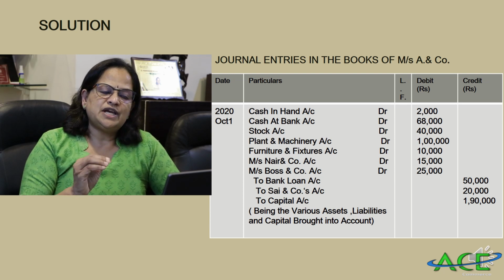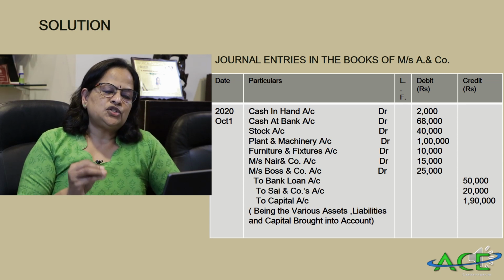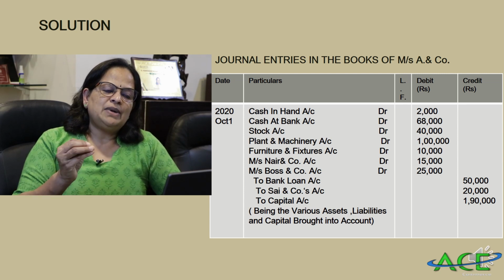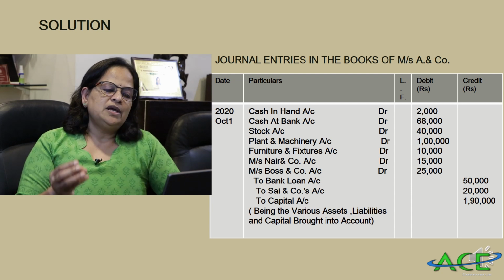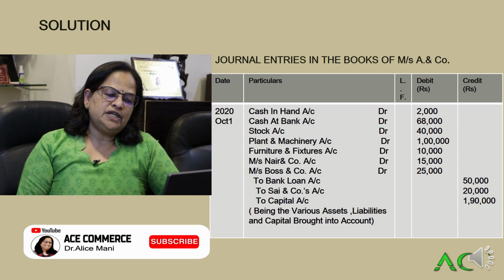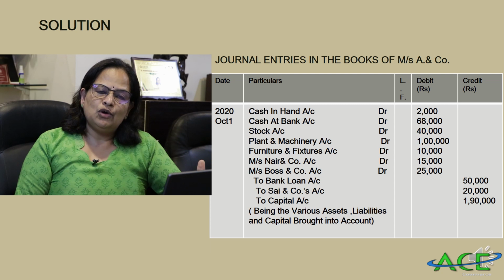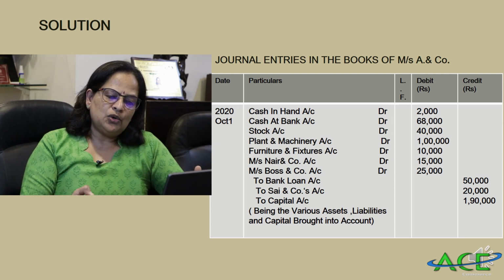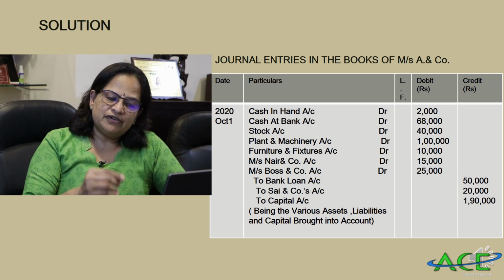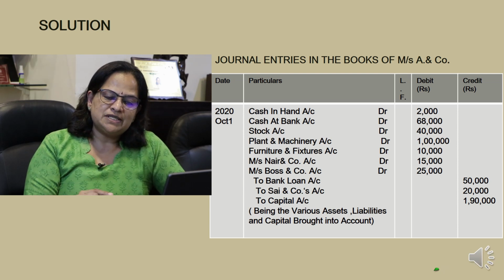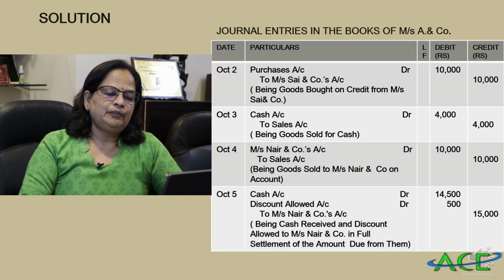So the first transaction: cash in hand debtor 2,000, cash at bank debtor 68,000, stock account debtor 40,000, plant and machinery account debtor 1 lakh, furniture and fixtures debtor 10,000, Messrs. Nair and Company account debtor 15,000, Messrs. Boss and Company account debtor 25,000, to bank loan account (liabilities) 50,000, Sai and Company's account 20,000. The difference between assets and liabilities will be the capital. So we are getting a capital value of 1,90,000.